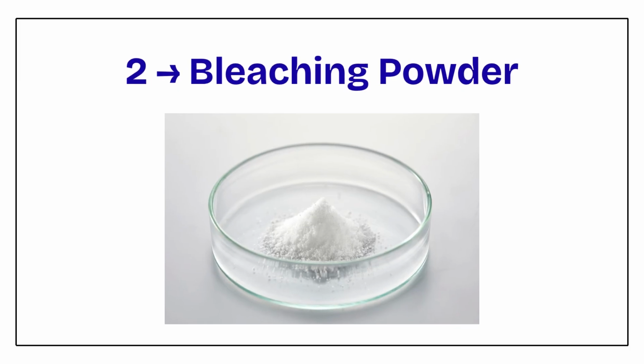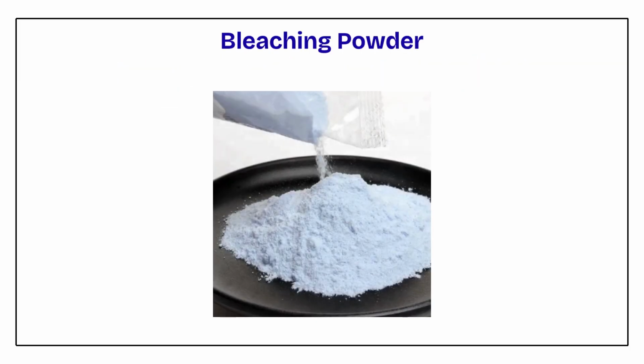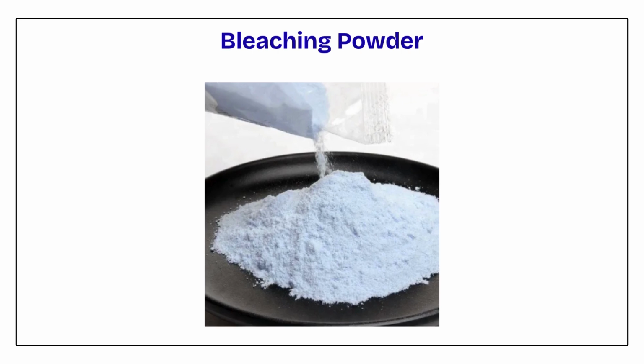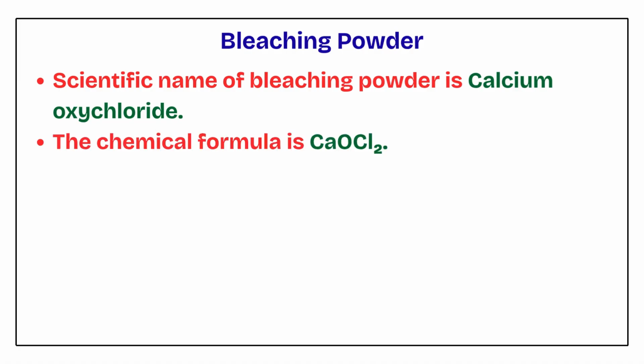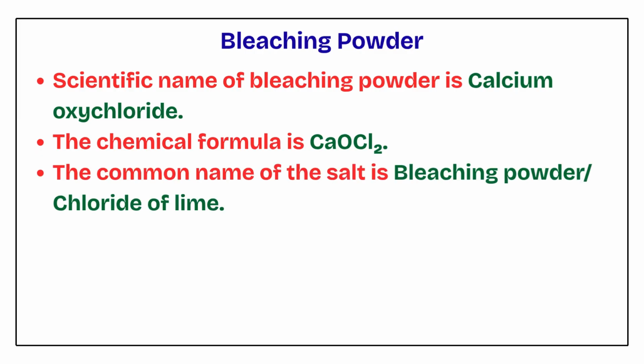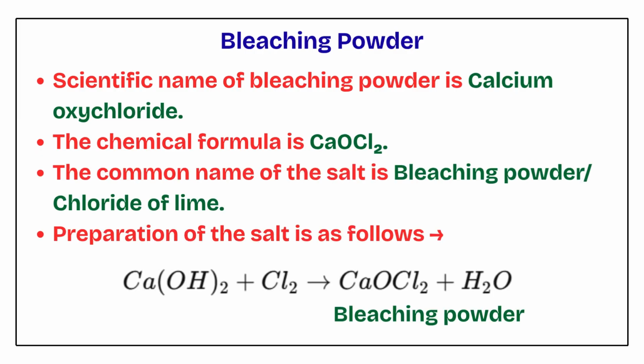The next salt is bleaching powder. They will give you one use and ask you to identify the salt. Don't forget to write the scientific name of bleaching powder, which is calcium oxychloride. The formula is CaOCl₂ and the common name is bleaching powder. This is a preparation where calcium hydroxide reacts with chlorine to form the bleaching powder along with water.